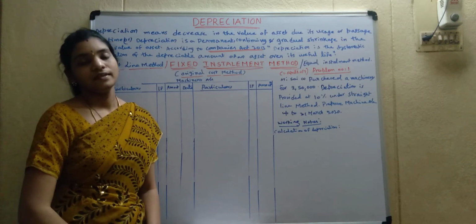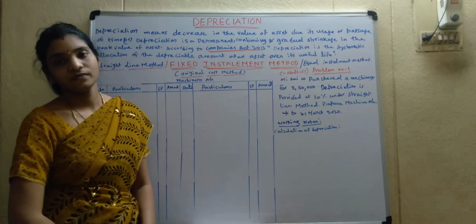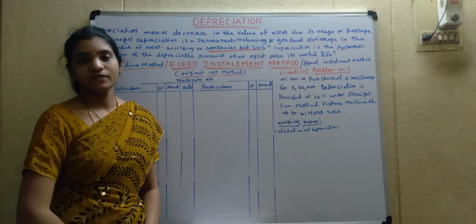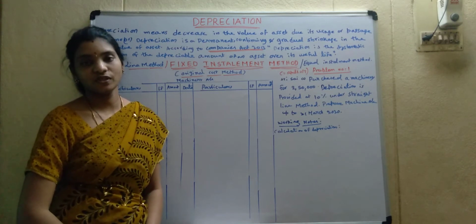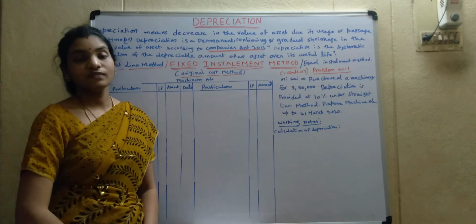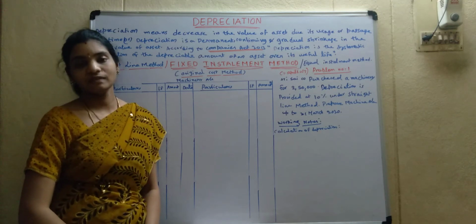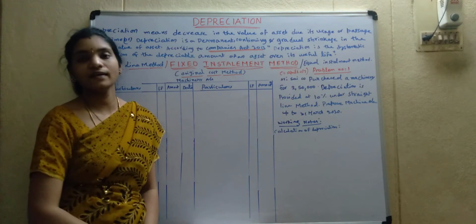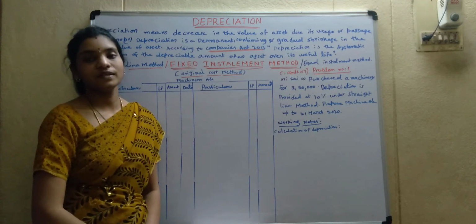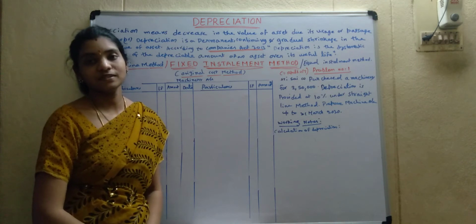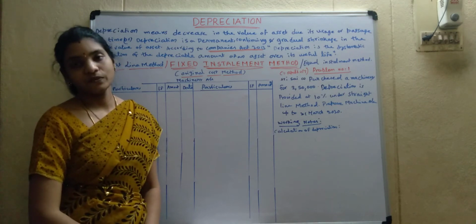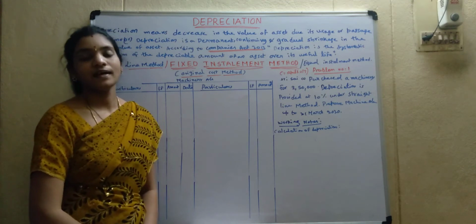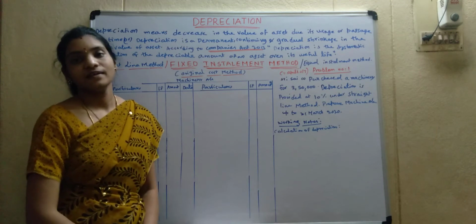Everyone, in the last class, what have we discussed? We have discussed depreciation: its meaning, definition, causes, its need and significance, and also the types of depreciation. So I think all of you have an idea on depreciation. What is depreciation? Depreciation means decrease in the value of the asset. Simply remember, depreciation means nothing but decrease in the value of the asset.